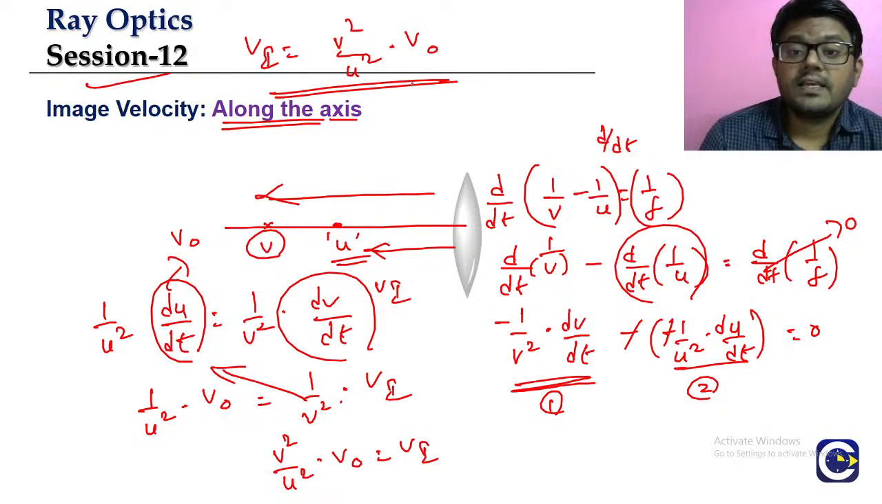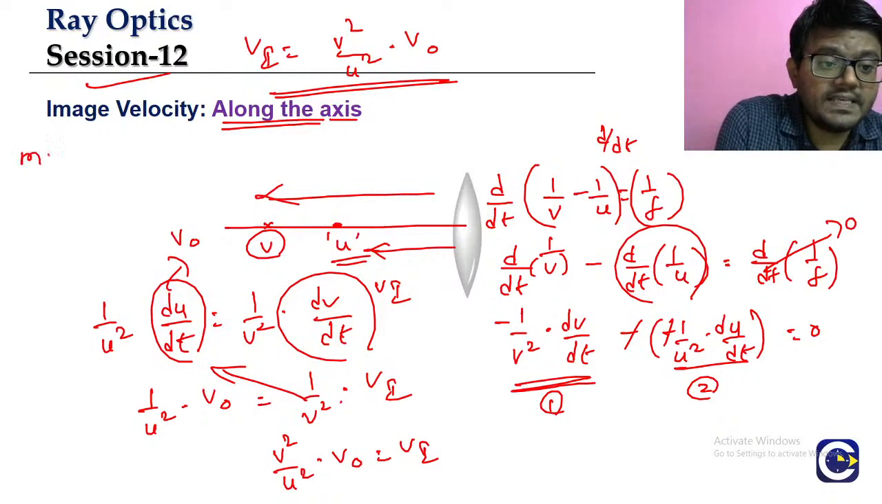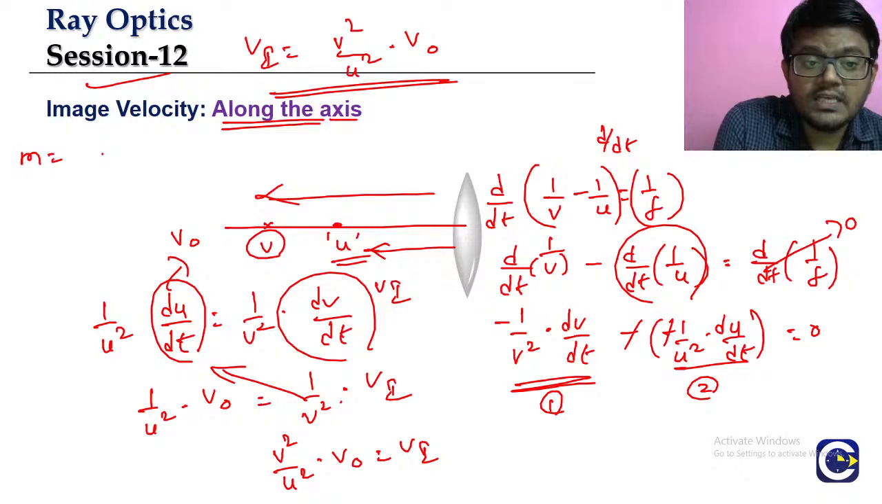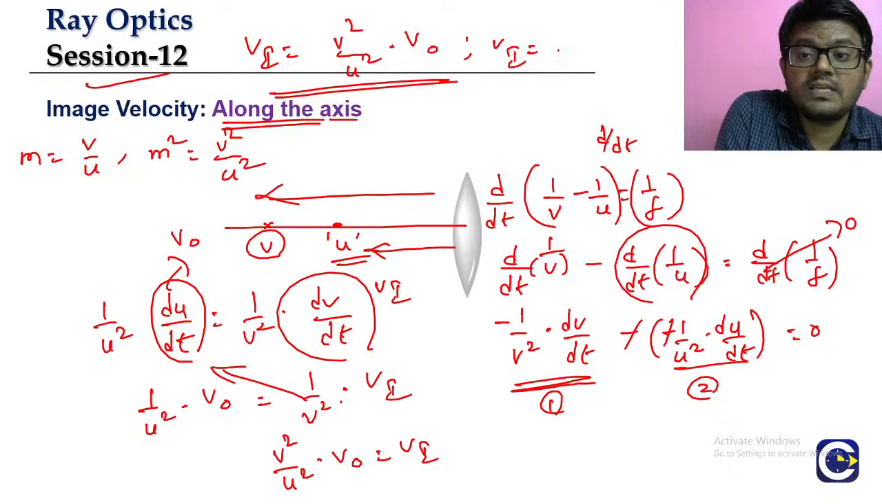But remember, in case of lens, what is the magnification factor formula? M is equal to what? V by u, right? Means V square by u square means M square. The same formula we can write like this also: velocity of the image is equal to M square into velocity of the object.